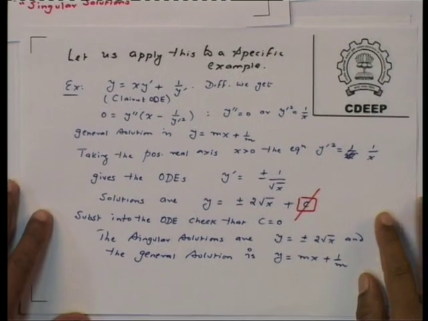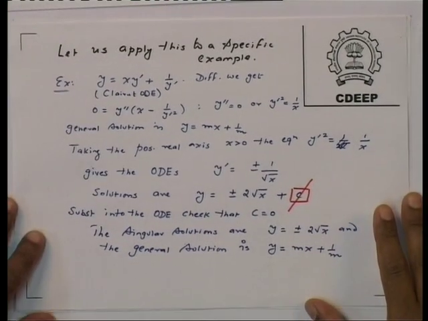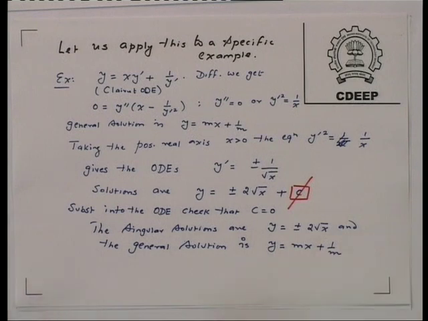So, let us apply all these things to a very specific example. Let us take the differential equation y equal to x y prime plus 1 over y prime, correct? Okay, so it is a Clairaut's equation. Differentiate the differential equation, the y prime term will cancel out, and you will get y double prime equal to 0, or the other thing, y prime squared equal to 1 over x.